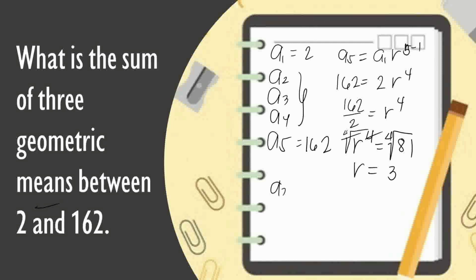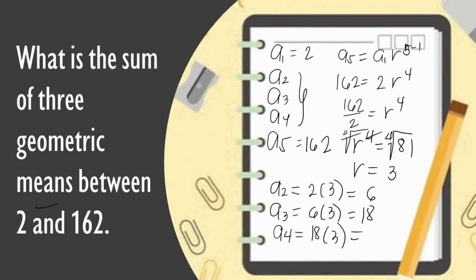So, a sub 2 is equal to a sub 1, which is 2, times 3, so is equal to 6. And then, a sub 3 is equal to a sub 2, 6 times 3, 18. And then, a sub 4 natin is 18 times 3, which is equal to 54. And then, yung total nito, pag pinag-plus natin yan lahat, total of 78.